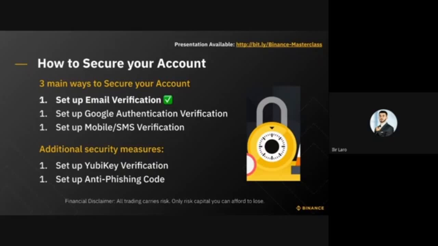So you have actually already completed one of the 3 major steps to secure your account. If you registered an account using your email, you would have already set up your email verification code. The next 2 are Google authentication and then mobile SMS. And then I'll also touch on the additional security measures such as the YubiKey verification and the anti-phishing code as well.